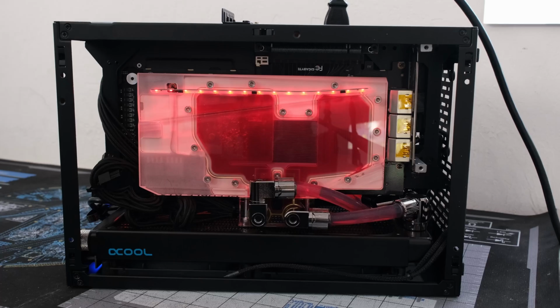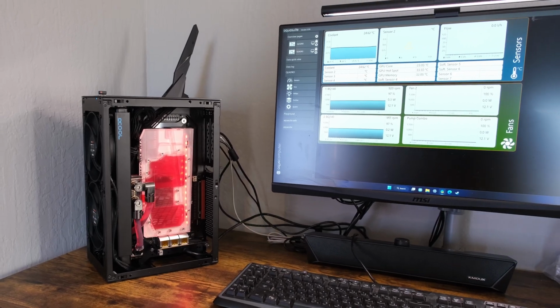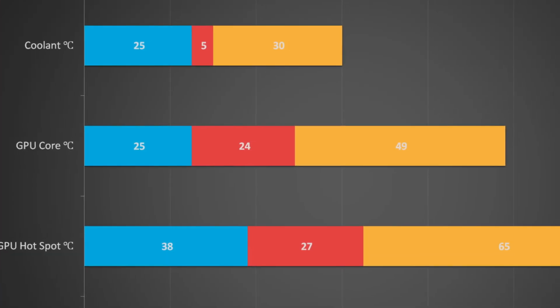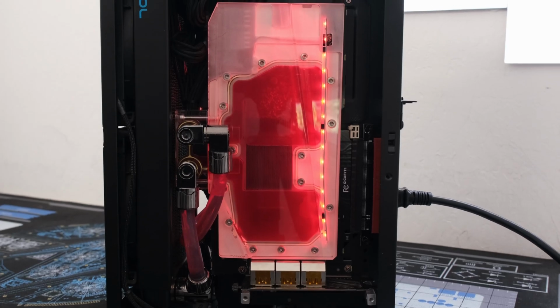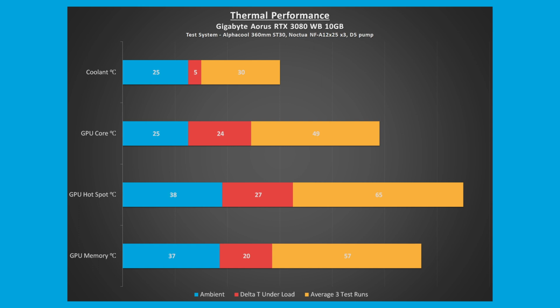These tests were run with the open air test bench and also the ITX Meshlicious full mesh version with all the sides on. For the test bench, the GPU core temperature rose 24 degrees Celsius from an ambient 25 degrees to 49 degrees Celsius under load. In addition, the memory rose 20 degrees Celsius from an ambient 37 degrees to 57 degrees Celsius under load.